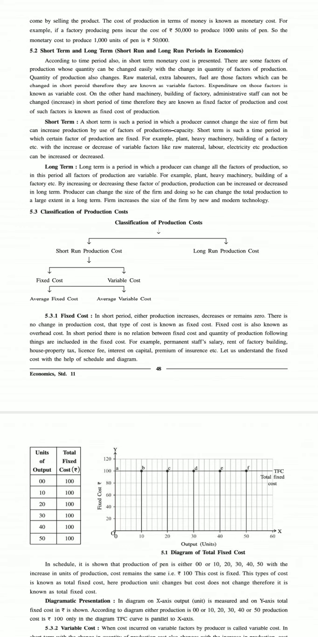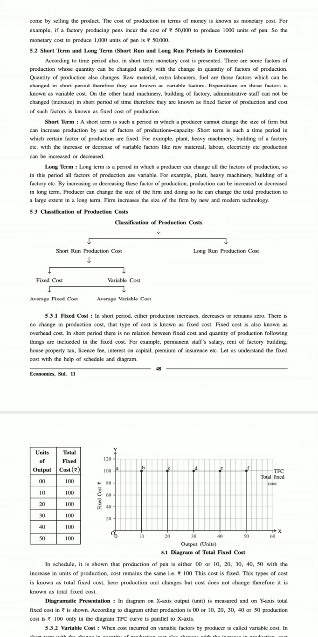Whereas in the long term, we say that all the factors of production are variable. So if the producer wants, he or she can change the plant, the heavy machinery, the building, etc. So if the increase or decrease of the production has to happen on a larger extent, then in the long run these variables can be changed.